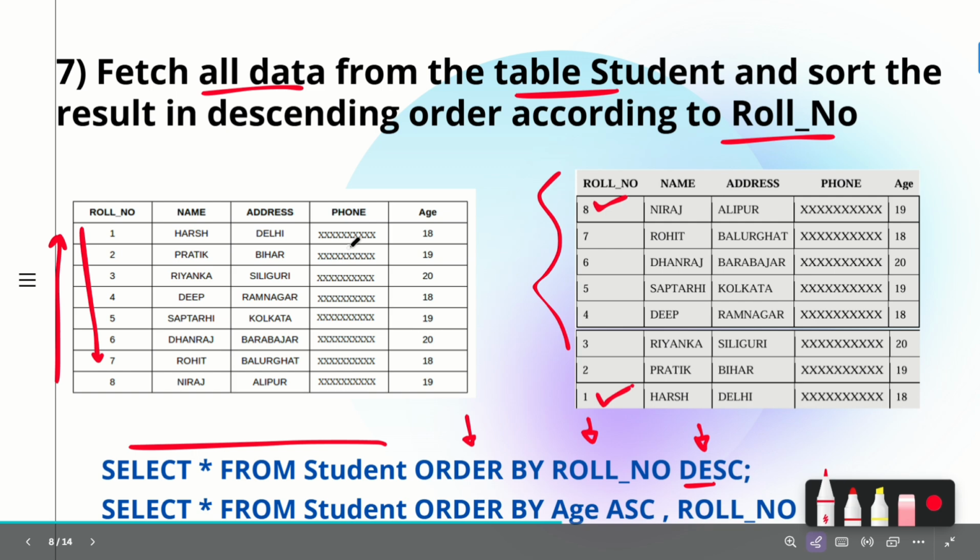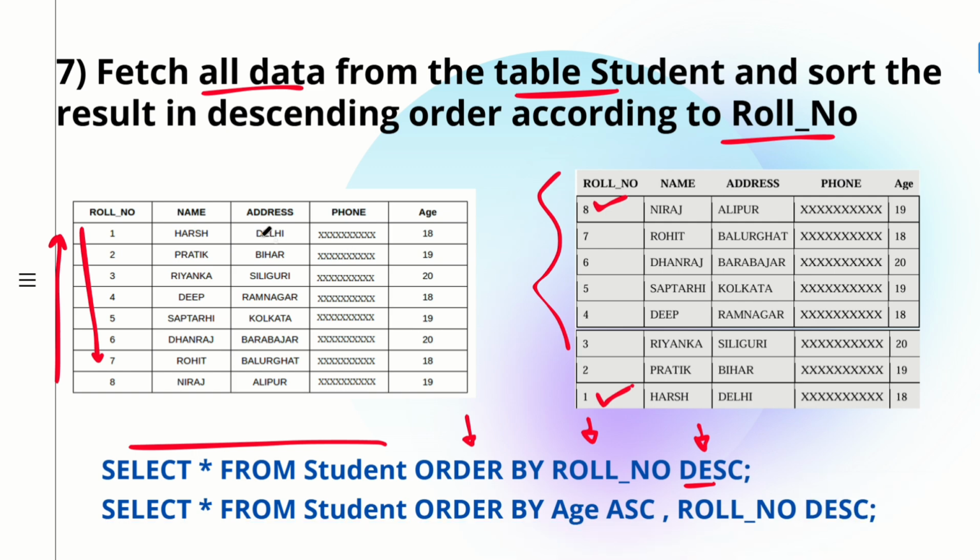So with sort you have two options, ascending and descending. In case someone asks you to give this address in ascending order, how will you write it? See, A is the first letter, right? So if you want to do address in ascending order, then your A, that is Alipur, should come in the first row.